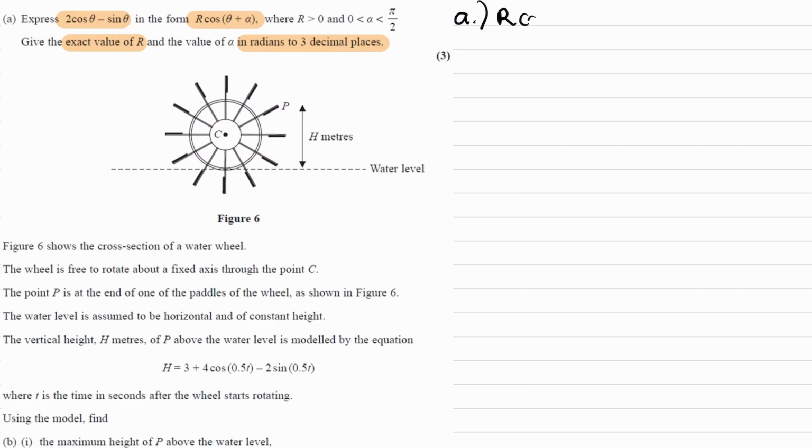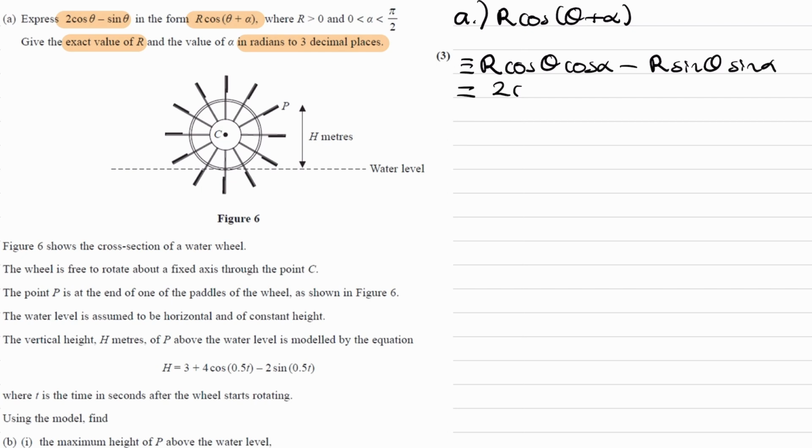So the r cos(theta plus alpha) we can rewrite as r cos theta cos alpha minus r sine theta sine alpha. And we're setting this equal to 2 cos theta minus sine theta. So if these two things are to be equal, we can see we have cos theta there, cos theta here, sine theta here, sine theta here. So for them to be equal, r cos alpha should equal 2, and r sine alpha should equal 1.